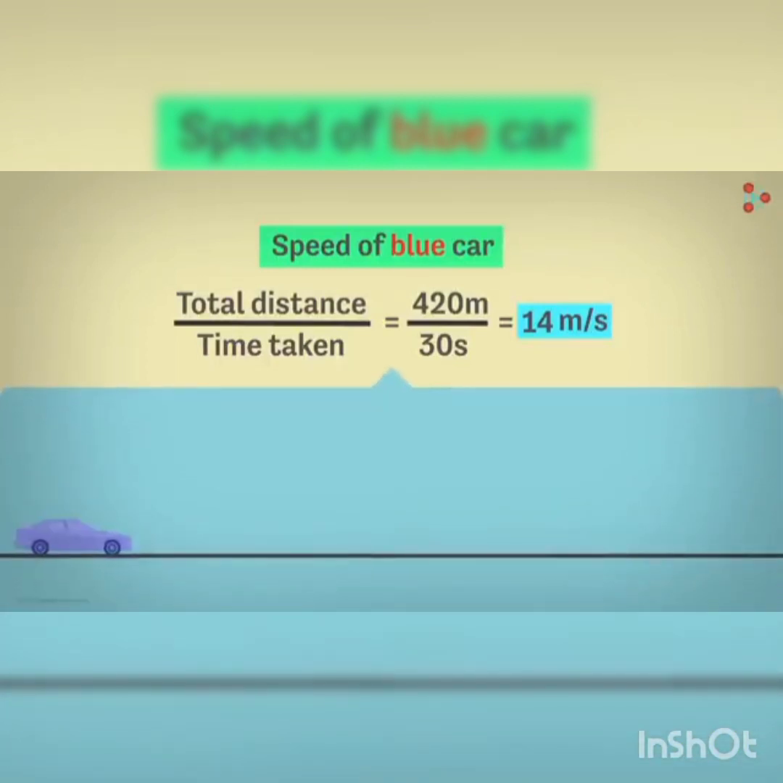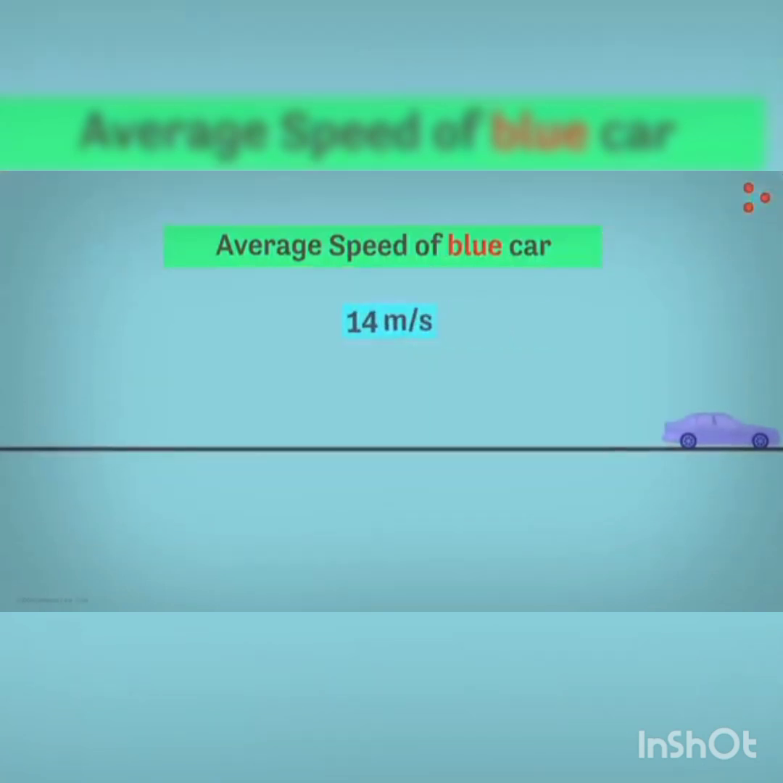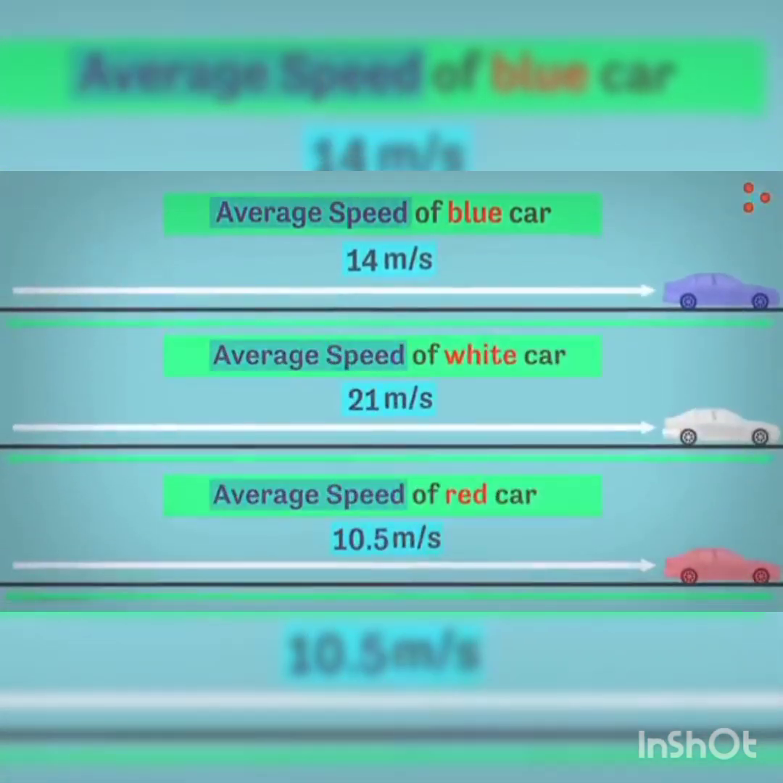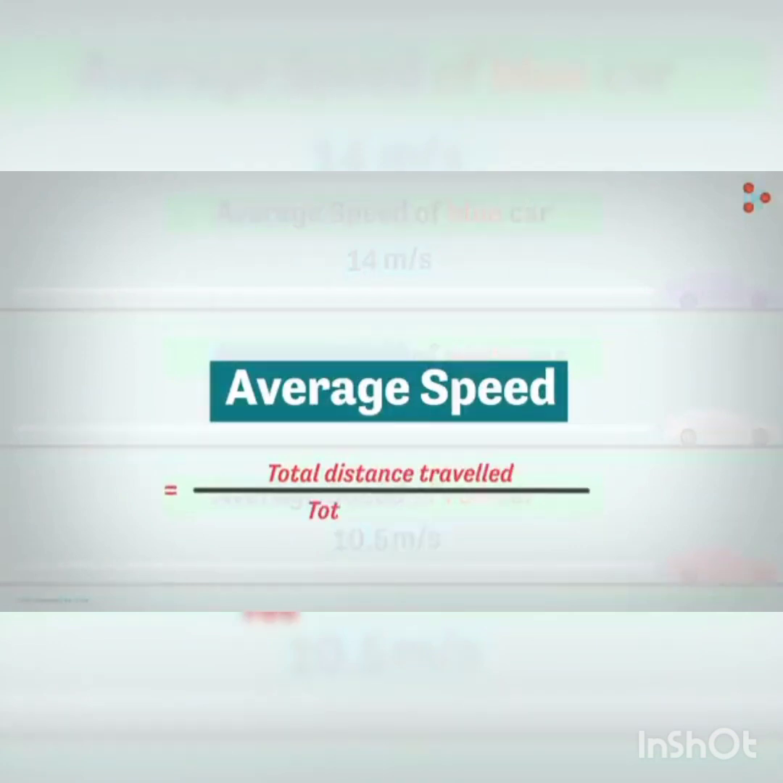Because maybe the car is moving at a really fast speed initially and then it slows down in the middle and then stops and then again speeds up. So this speed does not imply that the speed is constant at 14 meters per second throughout. So what is the speed then? The speed we calculated here is the average speed. In fact, in all three examples, it was average speed. How do we define it? Average speed is defined as the total distance traveled by an object divided by the total time taken. We will continue to discuss more about average speed in our next video.